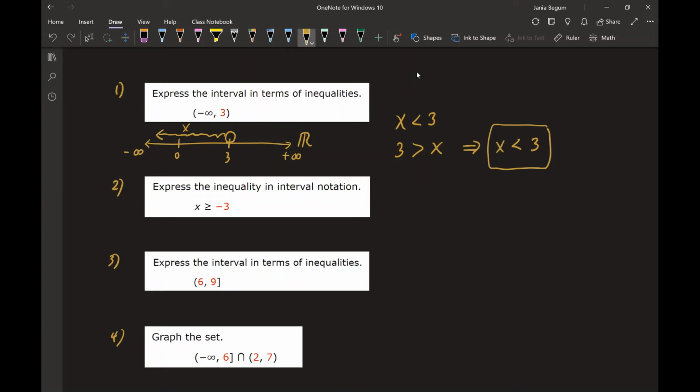There's another way to write this. If you've done WebAssign, you might have seen it. Have you guys seen this in WebAssign? I've seen it, but I haven't done it yet. Okay, so on WebAssign, you would see something like this: negative infinity, less than x, less than 3. That's also acceptable. So any of these are fine. So this would be the inequality notation of this same set. Any questions? Make sense so far?